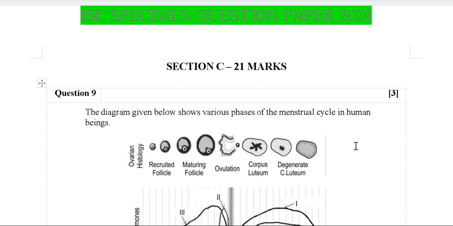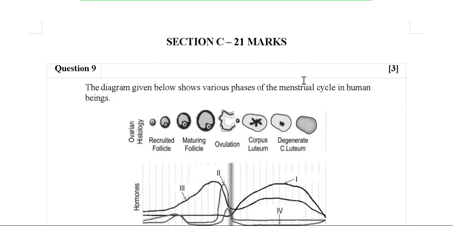And today in this video we'll be talking about section C and section D. Section C has 7 questions, each carrying 3 marks, so the total is 21 marks. Here is the first question in section C.